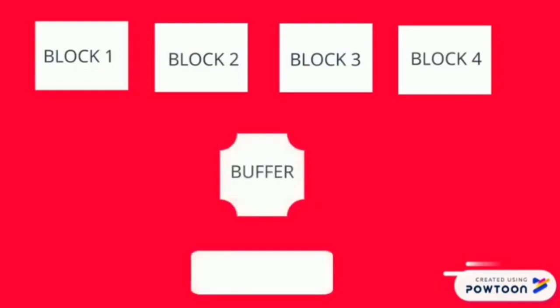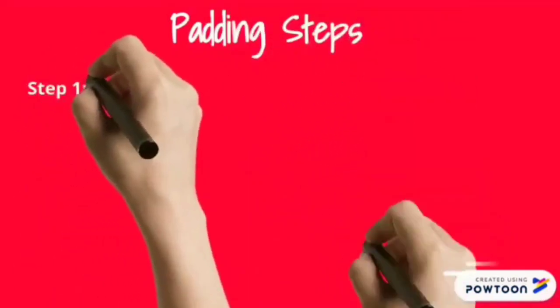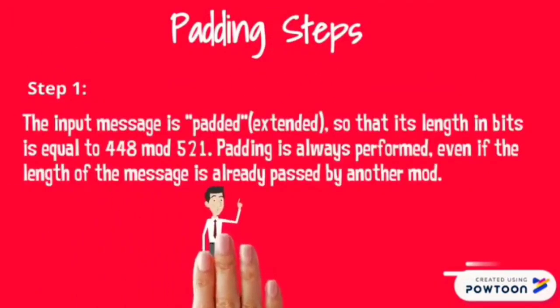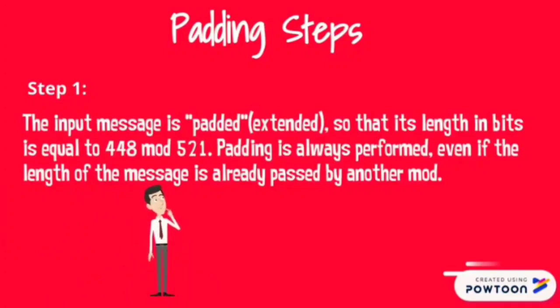The following step is that each block that has been through this process will be passed through the buffer. This means that each block will have a fixed hash value. This process is also called the ABCD buffer process, where the output is a 128-bit hash value. The next thing is to talk about the padding steps. In the first one, the message is padded so that its length in bits is congruent to 448 modulo 512. Padding is always performed, even if the length of the message is already congruent to 448 modulo 512.